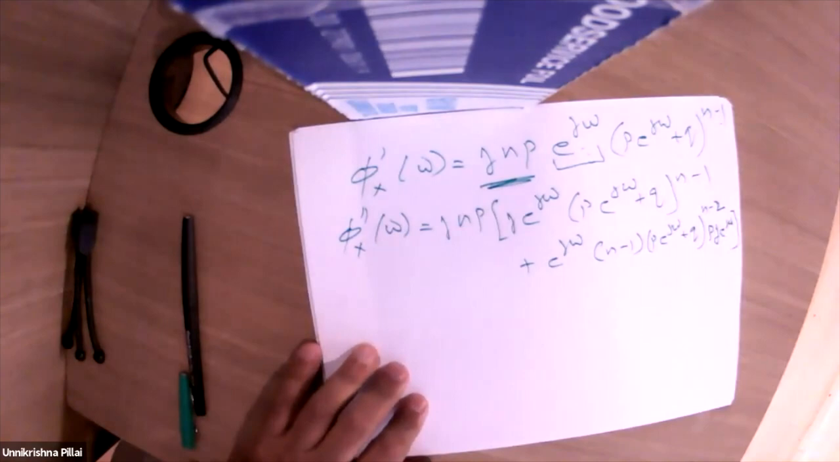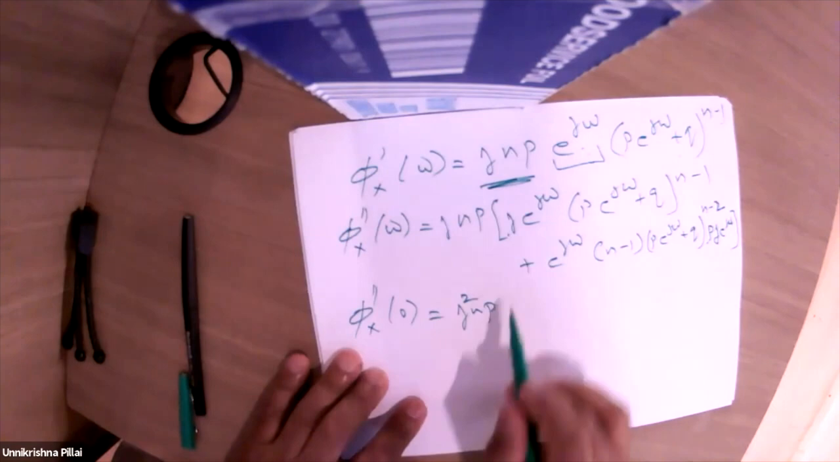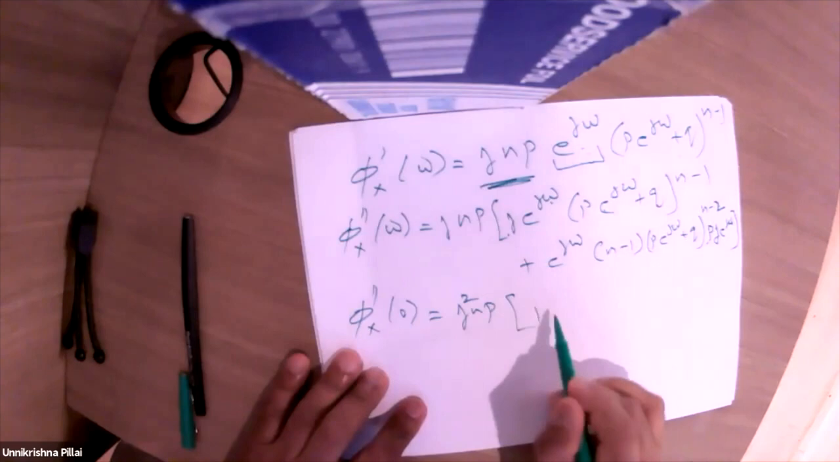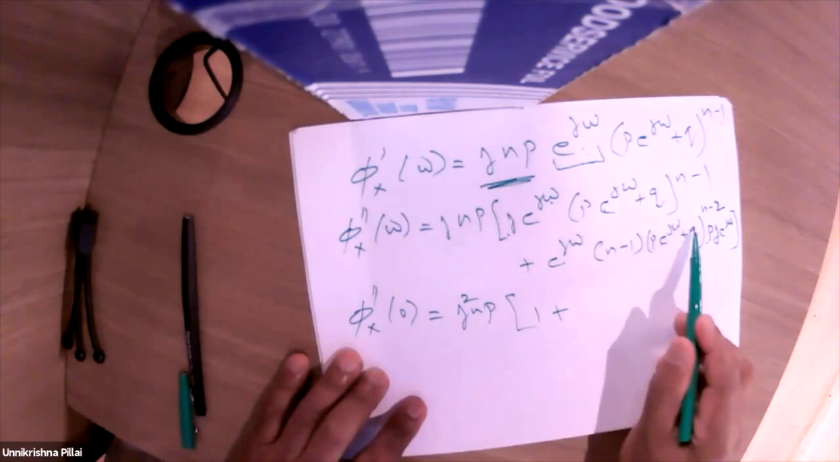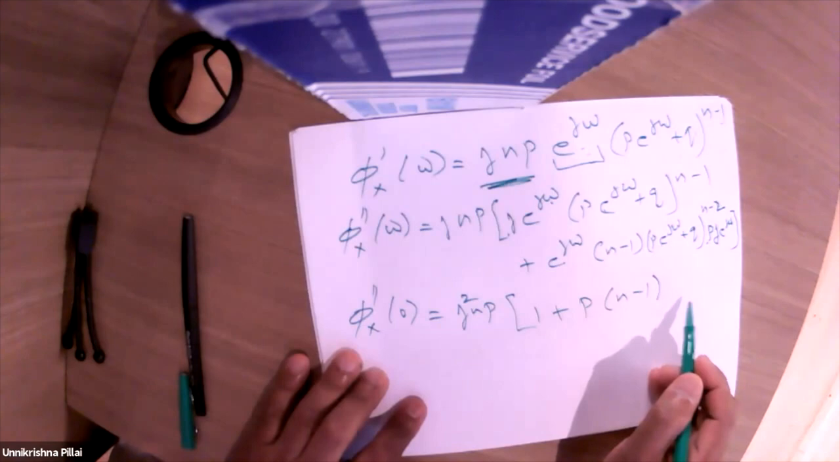Now put omega equal to zero. Let's see what happens. Of course you have to do this correctly. jNP: there's a j here, there's a j here, so I'm going to pull it outside. Then omega equal to zero. This is one, P plus Q is one, so this is one. Plus this is one, this is one. So I have P multiplied by n minus one. I hope this is right.